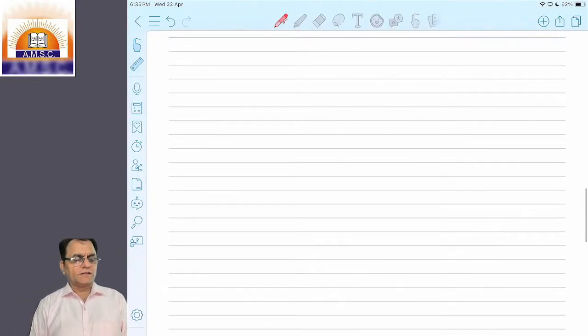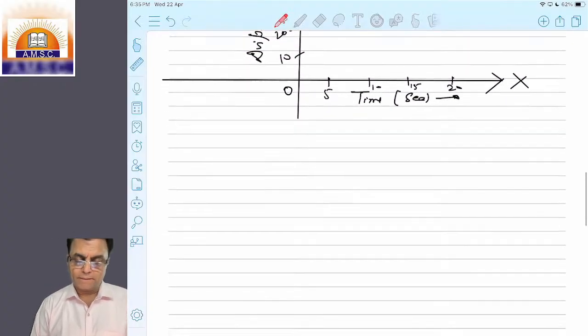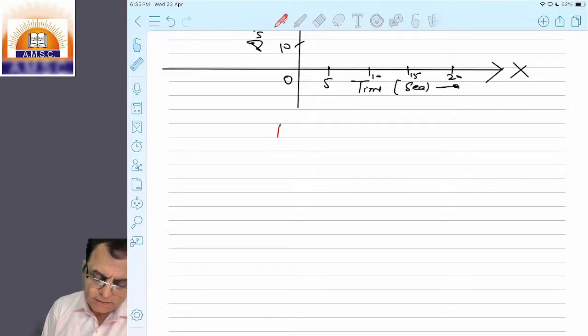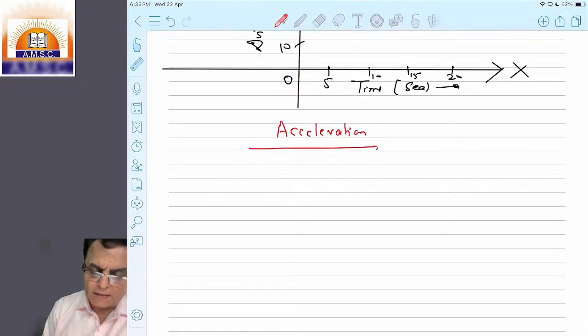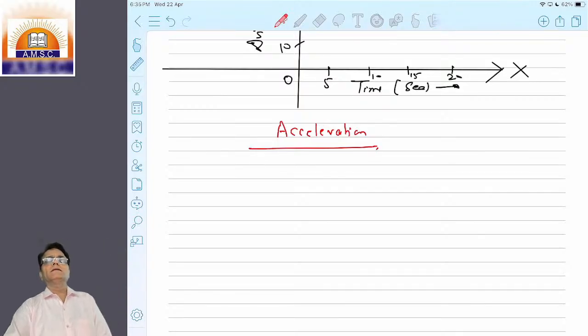नेक्स्ट इज एक्सेलरेशन. ठीक, छोड़ दे. नेक्स्ट इज, थैंक यू भाई, एक्सेलरेशन. व्हाट डू यू मीन बाय एक्सेलरेशन? कौन बताएगा?